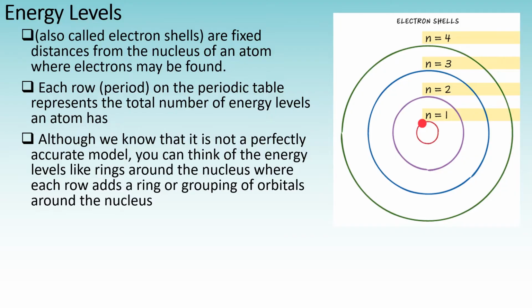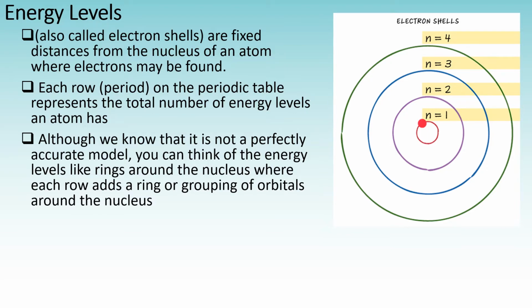The first thing we want to take a look at are energy levels. An energy level is also called an electron shell, and they are fixed distances from the nucleus of an atom where electrons may be found. Each row or period on the periodic table represents the total number of energy levels an atom has.